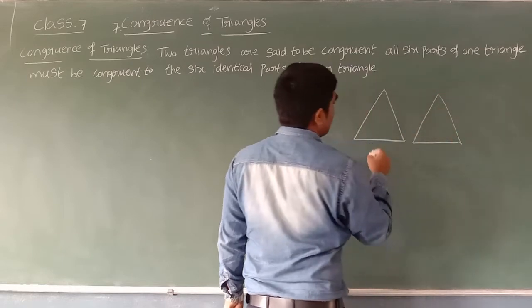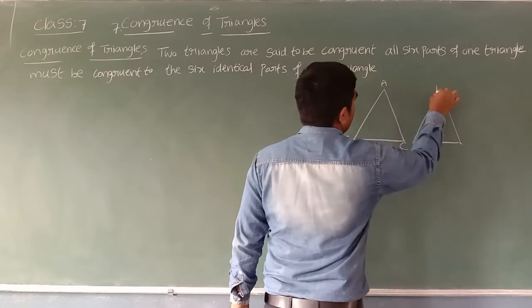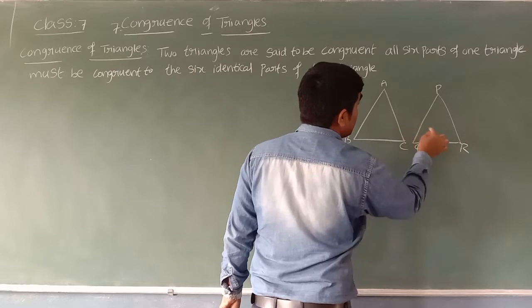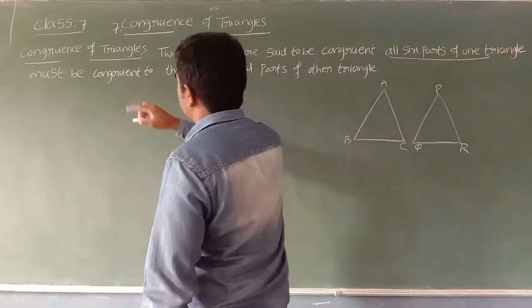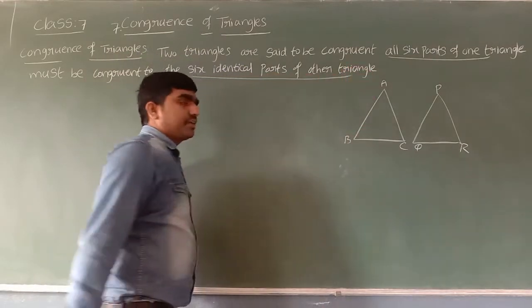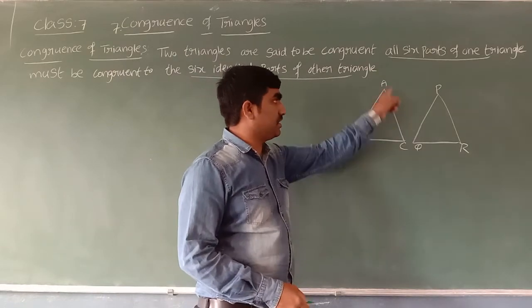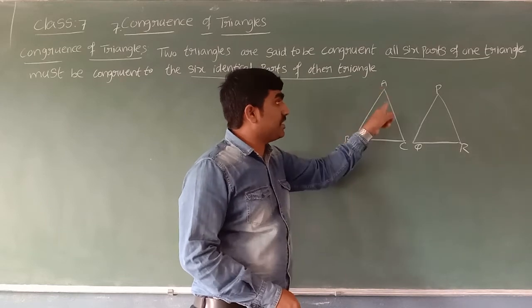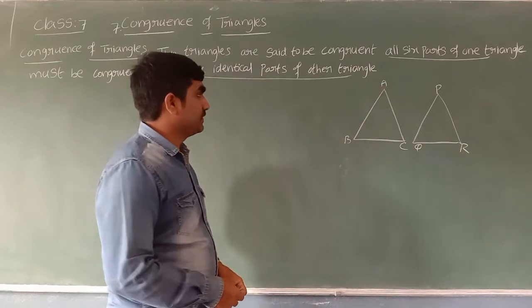Yes, I have to draw two triangles. Name them ABC and PQR. When can we say these two triangles are congruent? All six parts of one triangle must be equal to the six corresponding parts of the other triangle. Here the six parts are: three sides AB, BC, CA, and three more parts which are three angles. Altogether, six parts.